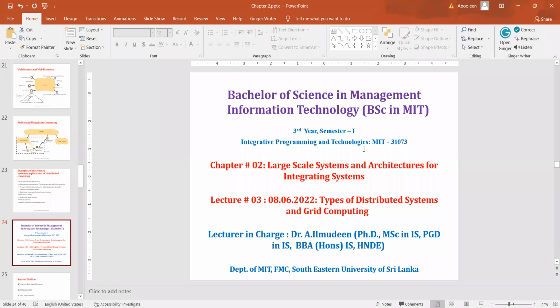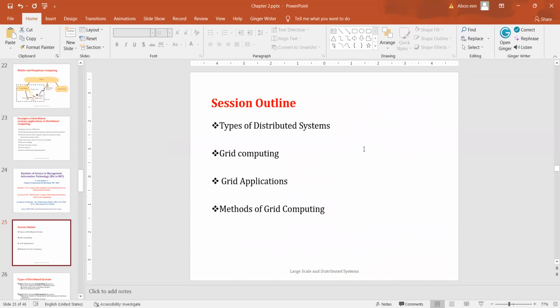Today we are going to discuss the types of distributed systems and grid computing. First, we will discuss the types of distributed systems. Then we will move into grid computing. After that, we will discuss the applications of grid computing and the methods of grid computing. These are the areas we are going to cover in today's session.